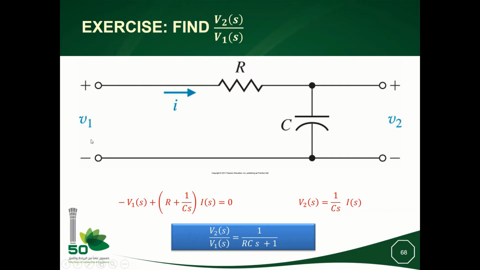Or I can write the Kirchhoff voltage law: minus V1 plus R i plus the impedance 1 over Cs times I equal to 0. And V2 is this current times the impedance of C, which is this. And then I can get the ratio V2 over V1 to be 1 over RCs plus 1.